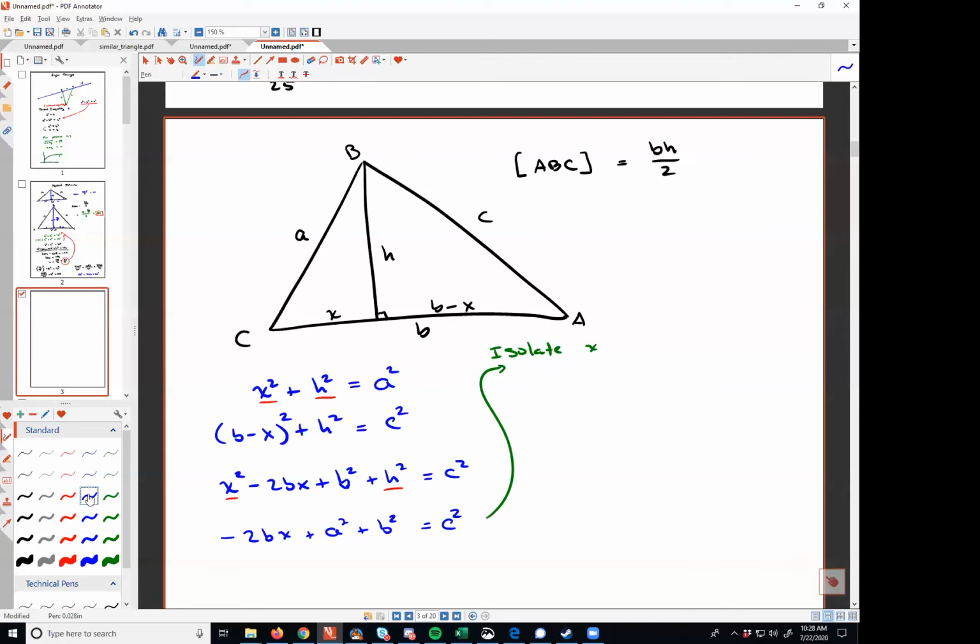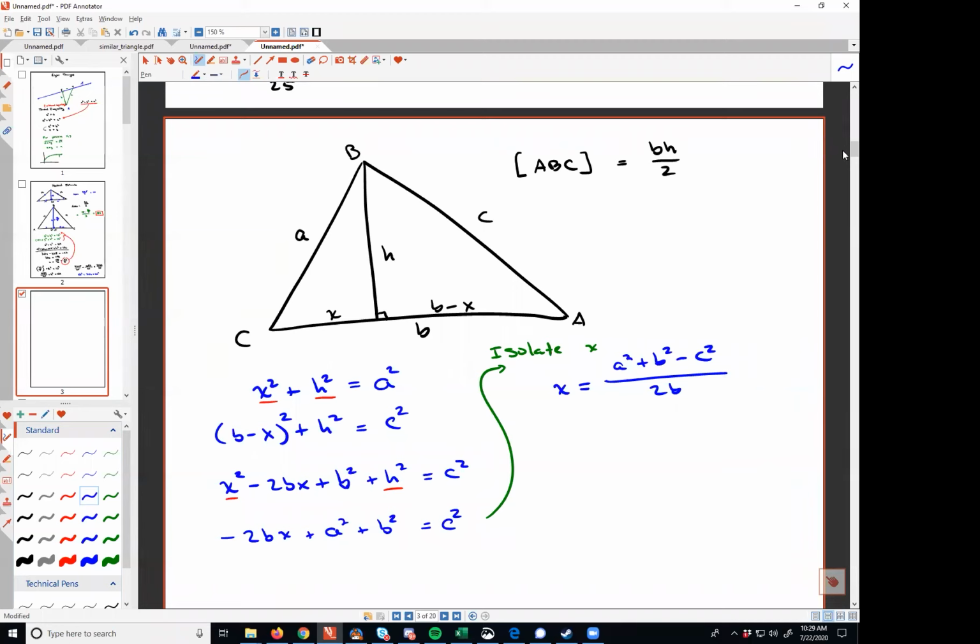Somebody tell me, what is x when all the dust settles? Well, first, x equals c squared minus a squared minus b squared over minus 2b. Okay, that's true. So x equals a squared plus b squared minus c squared over 2b. Wow, that looks more complicated than before.